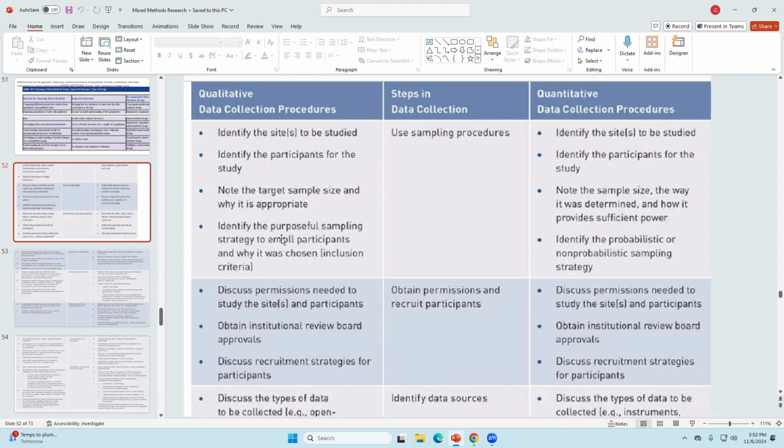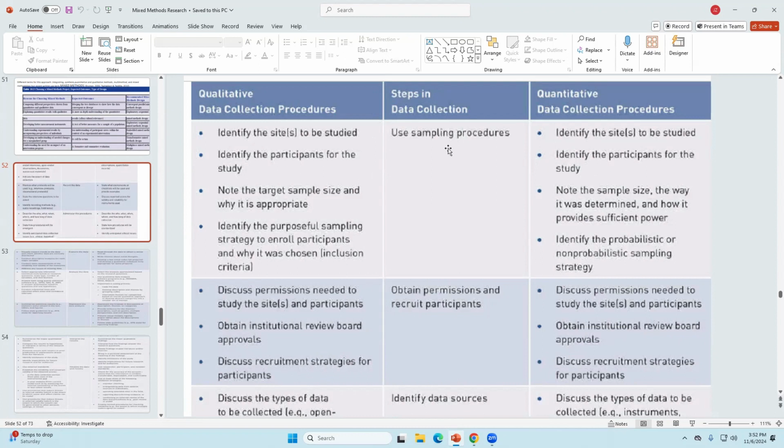Purposeful sampling or purposive sampling. In qualitative, what type of sampling do you use? Purposive. We already discussed that. In quantitative, your site is identified. You identify the participants. You identify the sample size by certain power using the sample size calculator or power calculation formula, and then you do what type of sampling? Probability sampling. So this stage is which stage? Sampling stage. This first stage is which stage? In data collection, you have to identify the sample first. So, sampling.